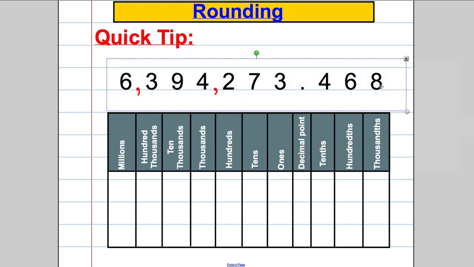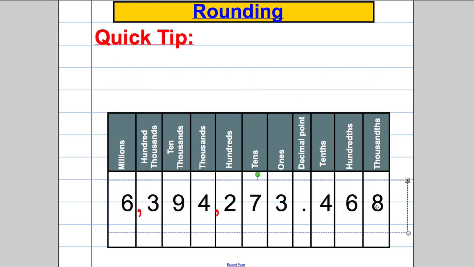If we think about the place value of this number, the 3 is in the 1s column, the 7 is in the 10s, and so on. So thinking of the place value of the number will help us when we're doing our rounding. Okay, let's do an example.